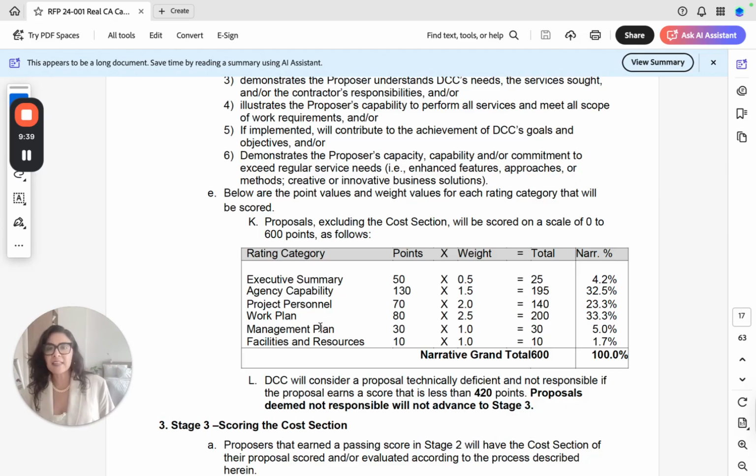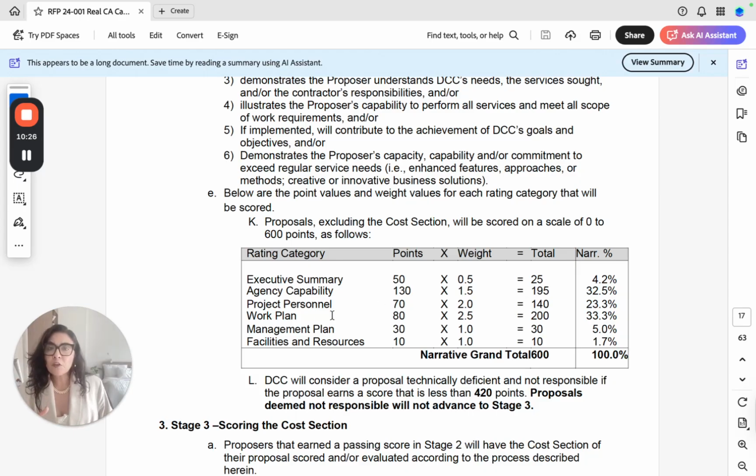This helps you know where you need to spend the majority of your time and where you don't want to spend very much. It would be a waste of your time to spend tons of hours on facility and resources when it's only 1% of the total 100% score. But you do want to spend a lot of detail and time right here in the work plan, which is 80 points, personnel, 70 points, and then agency capability, which is 130 points. Oh, and it's a total of 600 points total. So this is what you'll need to keep in the back of your mind.